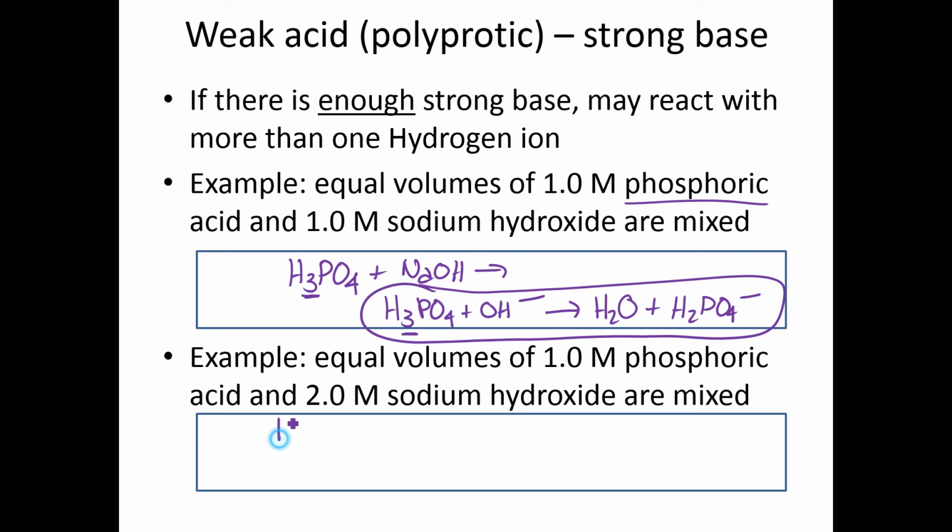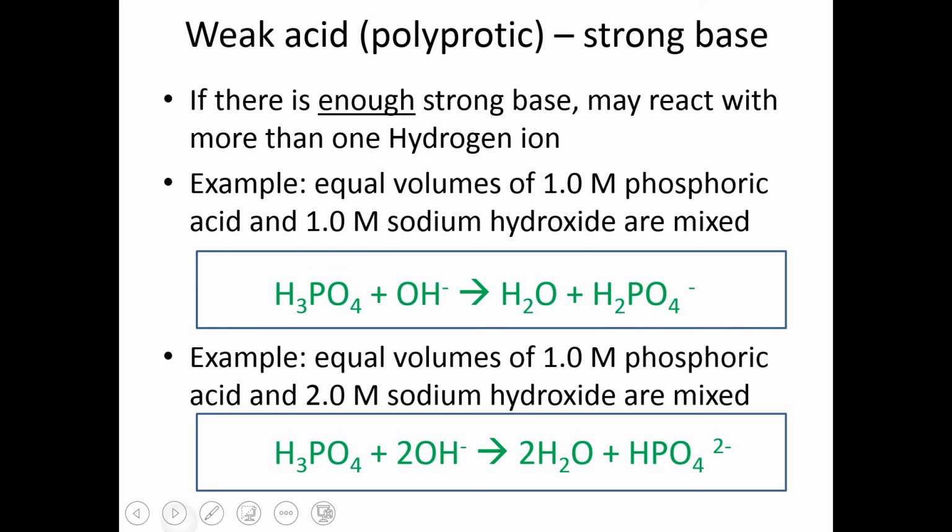Here's another scenario. Let's say H3PO4, and I add double the hydroxide. I add 2 hydroxides for every one of these. Then I can make 2 waters and use up 2 of these hydrogens. So in this case, I would leave behind just HPO4 2-. So it depends on how much you add. And if you had excess hydroxide, I could use up all 3 of my hydrogens. So this is a little bit trickier here.